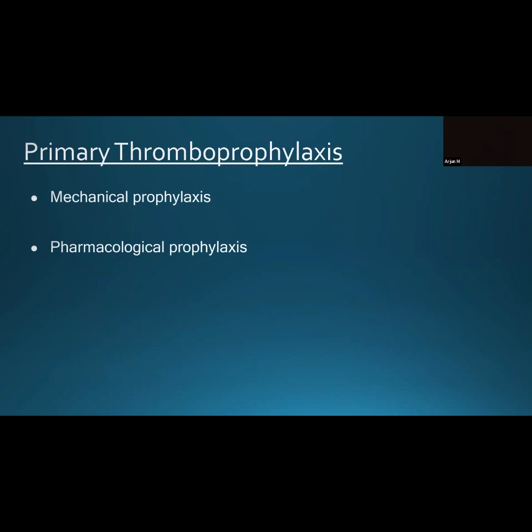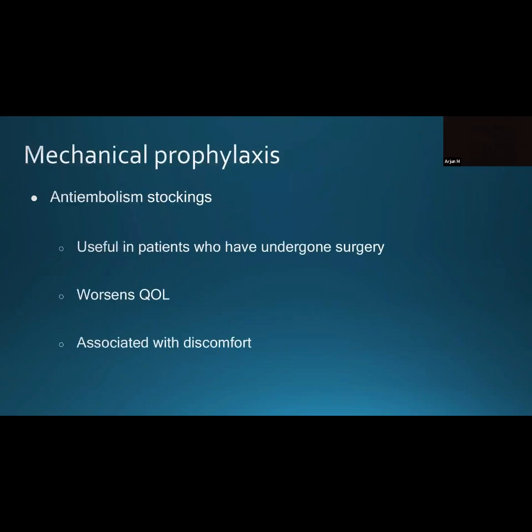Now, regarding thromboprophylaxis, there are two forms: one is mechanical prophylaxis, the other is pharmacological prophylaxis. In mechanical prophylaxis, there are two forms: anti-embolism stockings and pneumatic compression pumps. With regards to anti-embolism stockings, they have been found useful for patients who have undergone surgery. However, multiple researchers have found that these worsen the quality of life and are associated with significant discomfort for the patients, like ulceration, strain, and stress. So most of the time in palliative care, we don't prefer patients to be put on anti-embolism stockings, as it in turn worsens their quality of life.